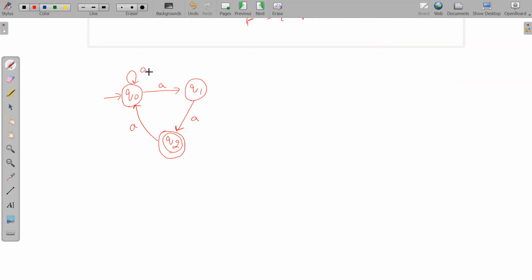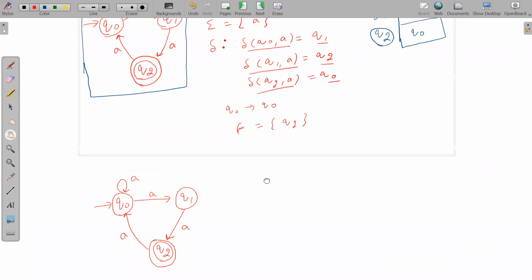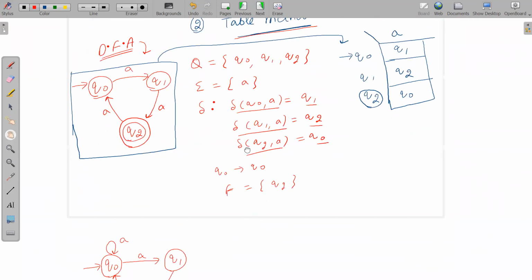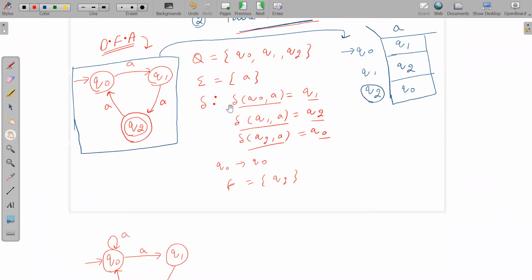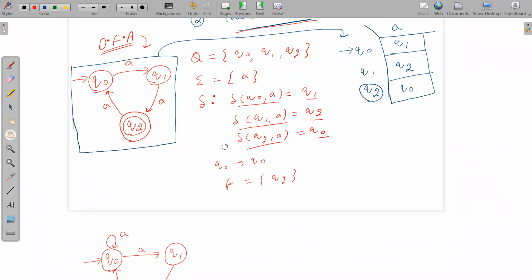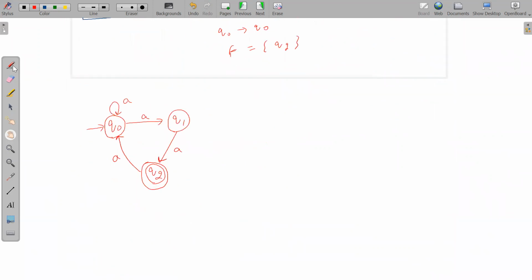Now let's apply a self loop here. First let me give you an idea about the 5 tuple. You can copy paste all these 5 tuple here also. Q, sigma, q0, F, all these things are the same. Let me give you an intro about delta here. It's your homework: you will automatically fill in Q, sigma, q naught, and F. Delta I am giving you.